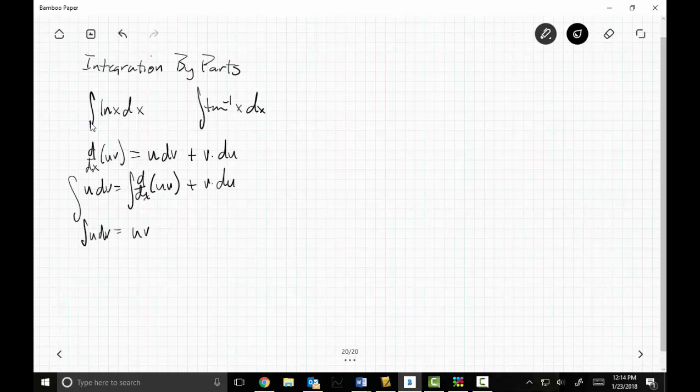This should have been minus. Don't listen to me, I'm a fool. This should have been minus, sorry about that. So minus the integral of v du. You can see where that's a minus, right? I just sent this term across to the other side.